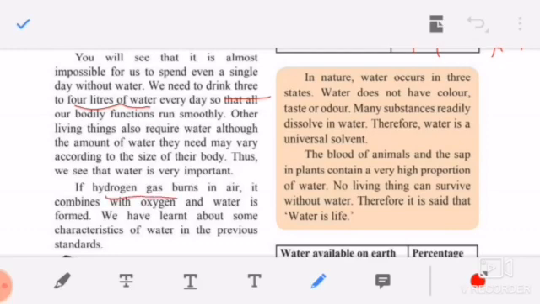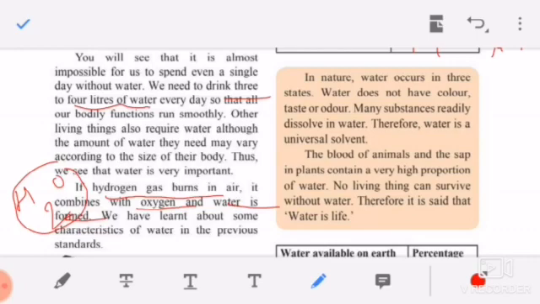Hydrogen. When hydrogen gas burns in air, it combines with which gas? Oxygen, and then water is formed. Children, how is water formed? When hydrogen gas combines with oxygen. H means hydrogen, O means oxygen. When this hydrogen gas combines with this oxygen gas, what do we get? Water. Water we write in molecular form as H2O. Okay, this is the molecular formula of water.